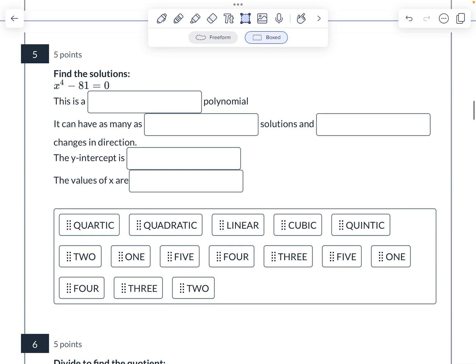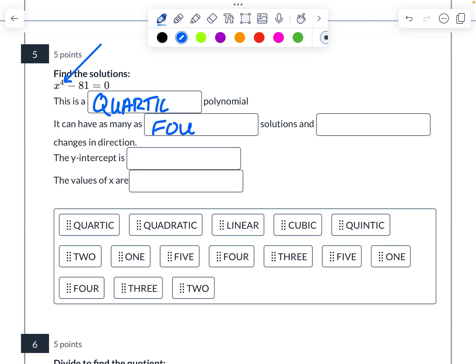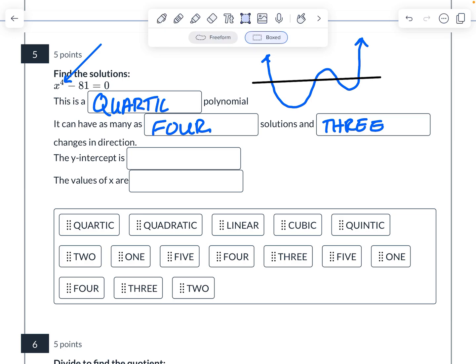Okay. So, this has 4 powers. That makes it a quartic. Quartic, just like quarter, quartic, 4. That means it's going to have 4 solutions, possibly 3 changes in direction. It's going to take on that W shape. It's going to hit 4 times, have 3 changes in direction. Alrighty.